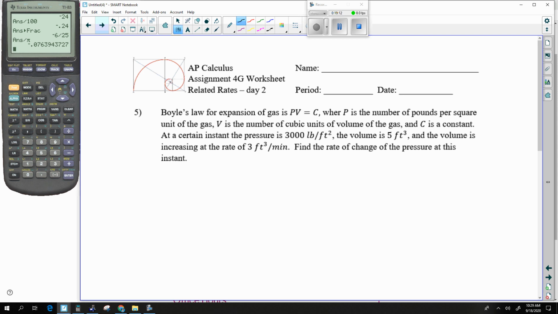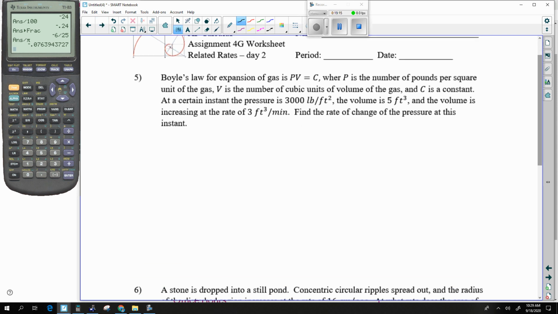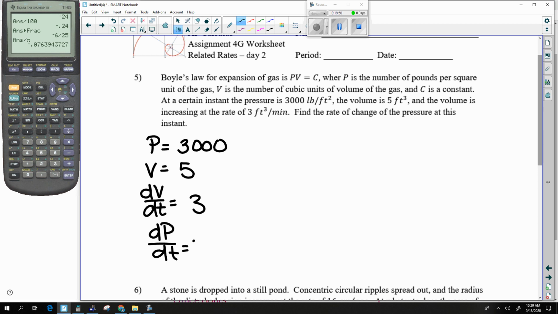Boyle's law for expansion of gas is PV is equal to C, where P is the pounds per square unit of gas, V is the volume, and C is a constant. All right, remember that. At a certain instant, the pressure is 3,000, the volume is 5 feet cubed, and the volume is increasing at a rate of 3 feet per minute. Find the rate of change of the pressure. So what's dP/dt is the question.